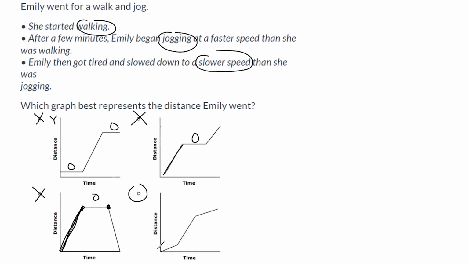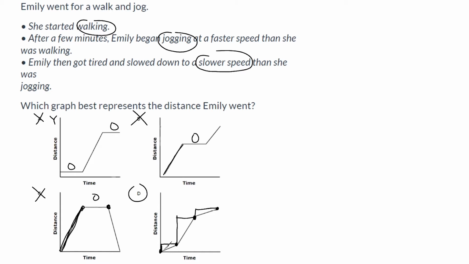So let's take a look at the way that the graph is shaped. If we take a look here, we can see that she is covering some distance over time. From here to here, there is a slope to that line. So we go up this amount over this amount of time. And then for this part of her excursion, she goes this distance over this amount of time. And for the last part of her excursion, she goes this distance over this amount of time.